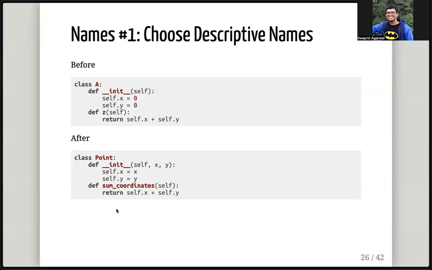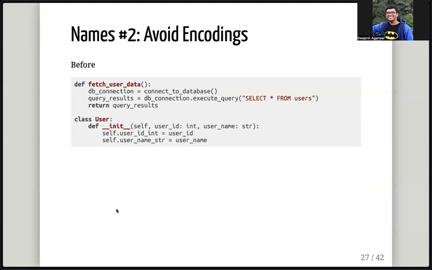All right, let's talk about the next code smell, which is encodings. So what is encoding? These are two different examples. Let's read the first example. Fetch user data, and then db connection, connect to database. Query results, db connection, execute query, query results. So the variable names here contain the fact that they represent a database connection and a query result.